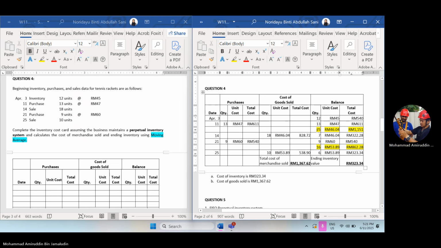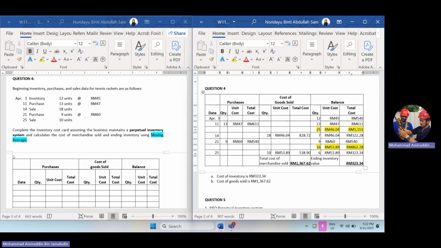You have 25 in the store. You sold 18. What's left? 7. This is the balance column, what you have currently in your store after the transaction. If I purchase, my balance goes up. If I sell, my balance goes down. It's okay? All right, that's good.